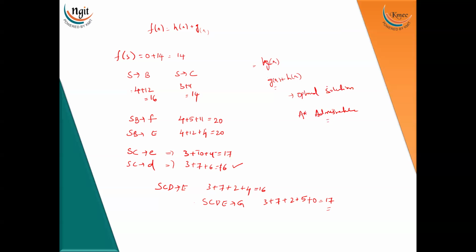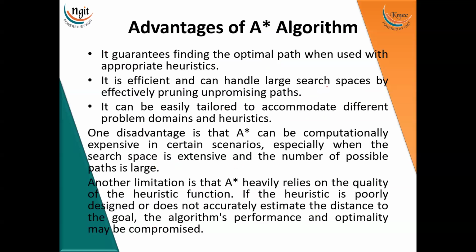So in this way, we are going to calculate the path from start state to goal state using this A star algorithm. So let us see the advantages of this A star algorithm. It guarantees finding the optimal path when used with appropriate heuristics. If we have an exact, appropriate heuristic, definitely it guarantees us the optimal path. It is efficient and can handle large search spaces by effectively pruning the unpromising paths.